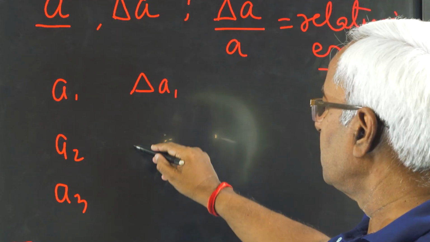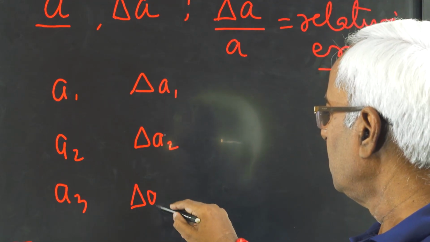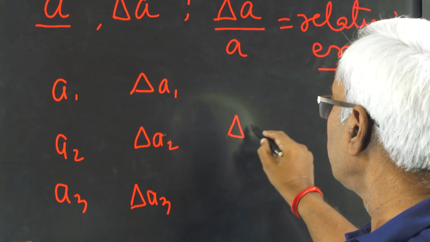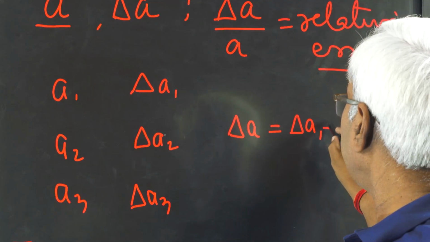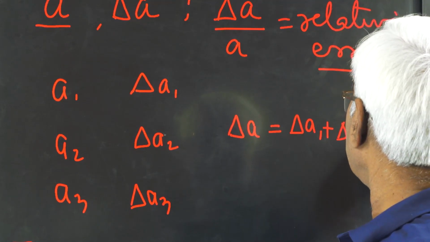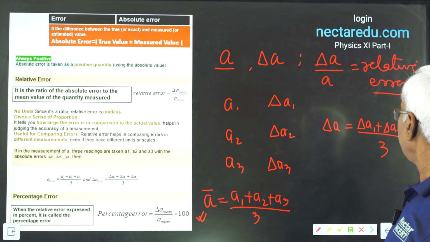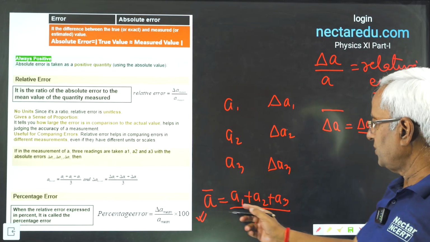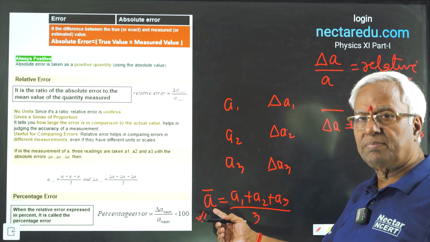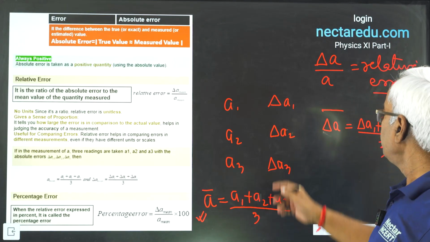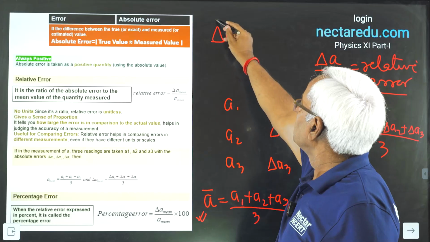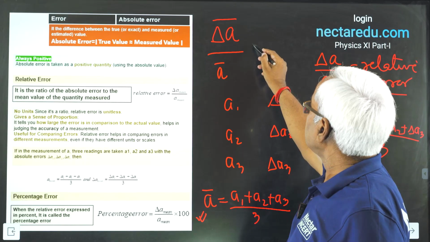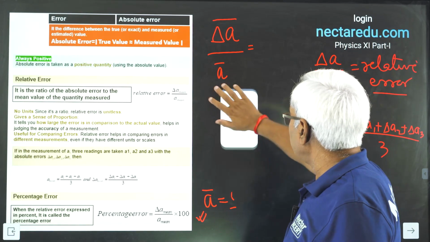Suppose the errors taking place in these readings are delta A1, delta A2, delta A3, then the mean error would be delta A1 plus delta A2 plus delta A3 divided by 3. This would be known as the mean error, or mean absolute error, and this is the average or the mean reading. If you take the ratio of the two, that is mean absolute error upon mean reading, it is known as relative absolute error.